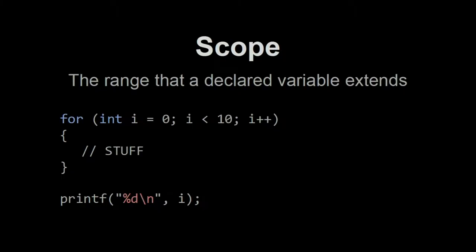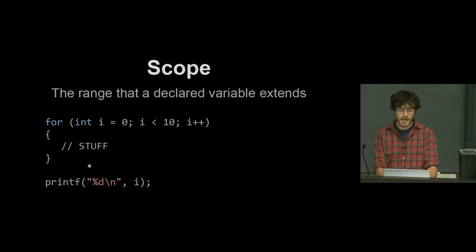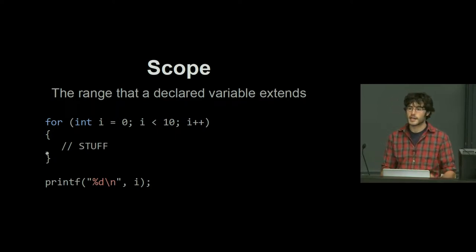Scope is the range that a declared variable extends. So this little chunk of code I have would be full of errors, and the reason is I declare this int i within the scope of this for loop, and then I'm trying to reference that i outside of that for loop scope. You can think about scope as anything that you declare inside a set of curly braces only exists within those curly braces. If you try to use that variable outside of those curly braces, you'll get an error from the compiler. This doesn't work.